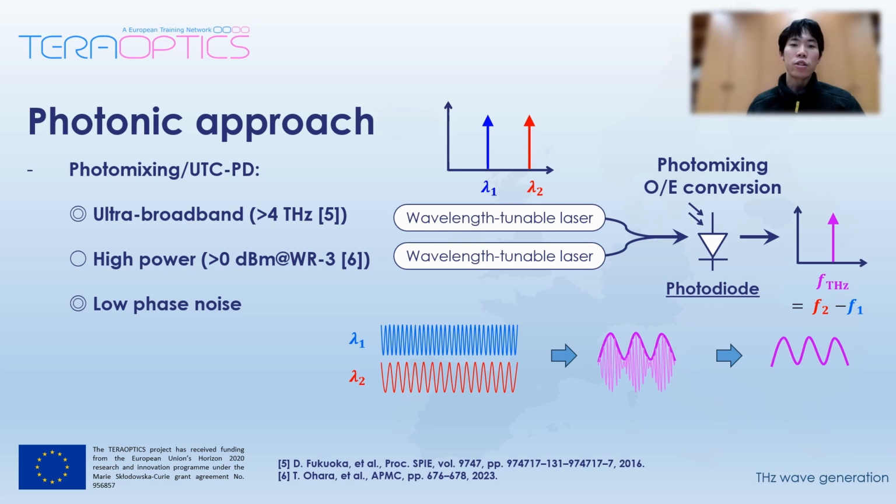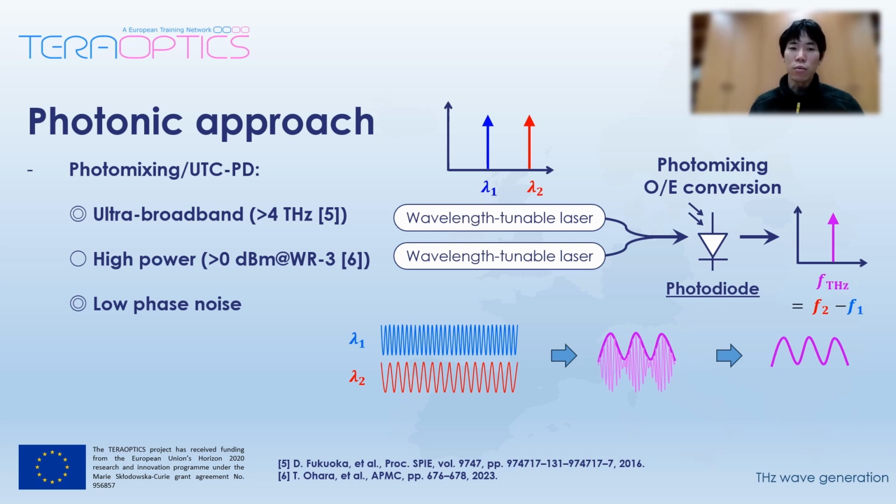As the generated frequency corresponds to the difference frequency of the two optical frequencies, it can be easily tuned by adjusting one optical wavelength from the laser diode. For this purpose, uni-traveling carrier photodiodes, UTC-PDs, have been of significant interest as high-speed, efficient photomixers in the terahertz band. The photomixing using the UTC-PDs has demonstrated operation beyond 4 terahertz and milliwatt-level output power over 300 gigahertz.